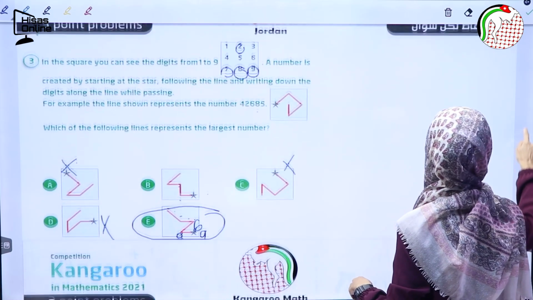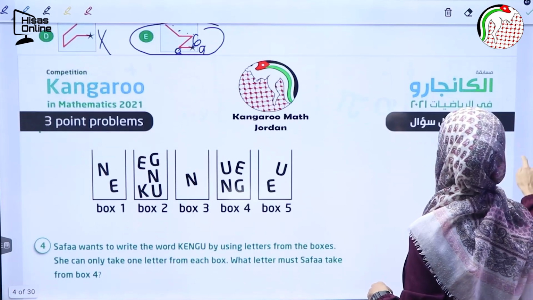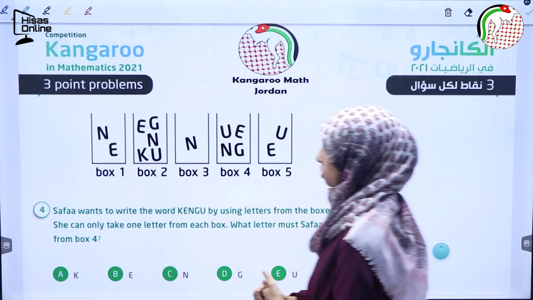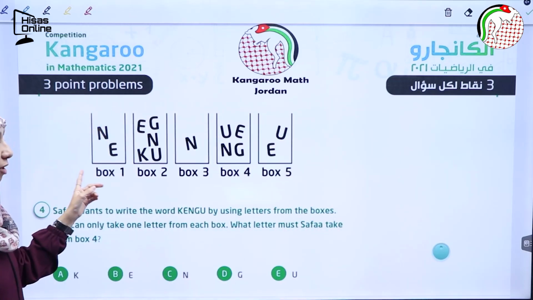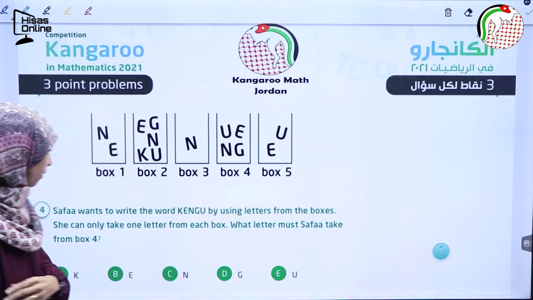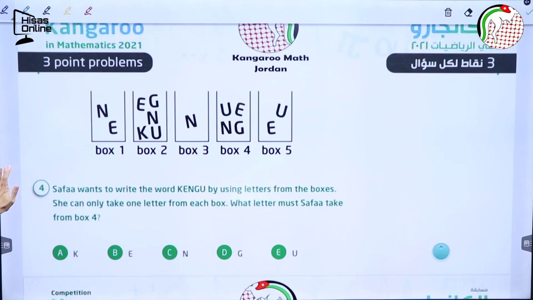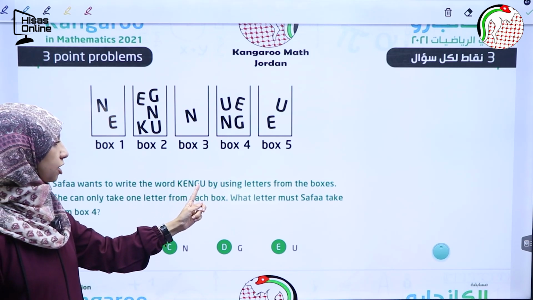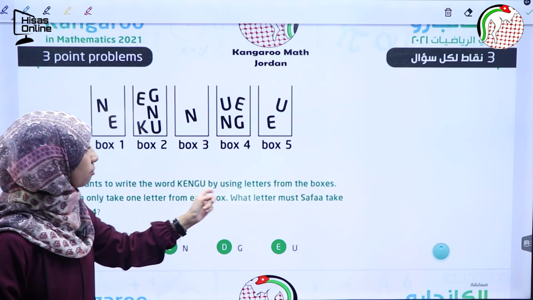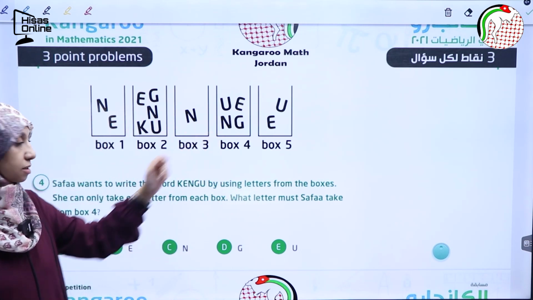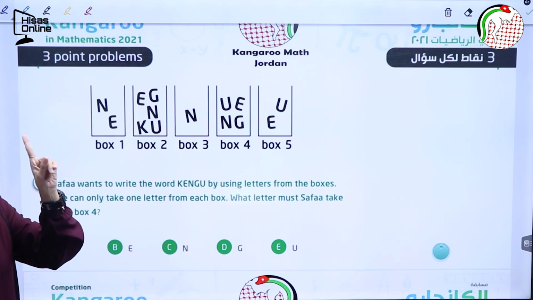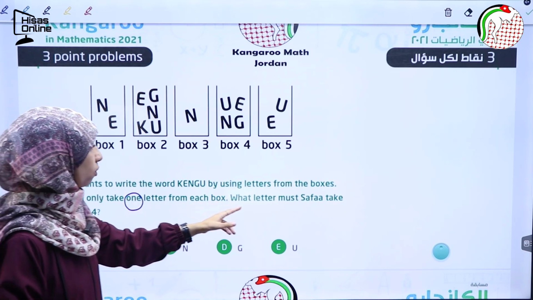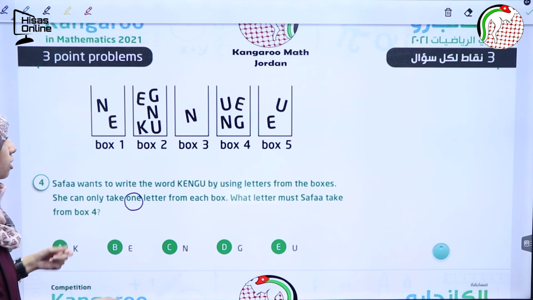Let's move. Question number 4. Interesting question. Here we have boxes 1, 2, 3, 4, and 5. Let's see the question. Safa wants to write the word KENGU, Kangaroo, by using letters from the boxes. She can only take one letter from each box. What letter must Safa take from box number 4?